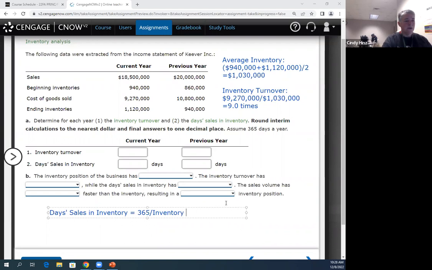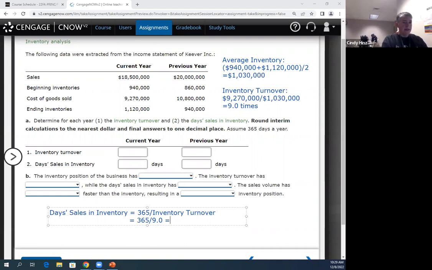But the fact is, we already have our inventory turnover, and so we might as well use what we have rather than making it more unnecessarily complicated. So to find our days sales in inventory, the fastest way to do that is to just take our inventory turnover and divide it into 365 days in a year.